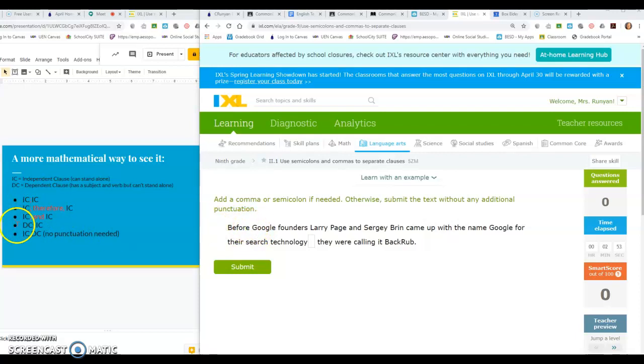So that means it's a dependent clause, and then the part after that is probably an independent clause. They were calling it back rub. Yeah, we've got our subject, we've got our verb. So if we have a dependent clause followed by an independent clause, we want a comma between those. So put a comma and submit.